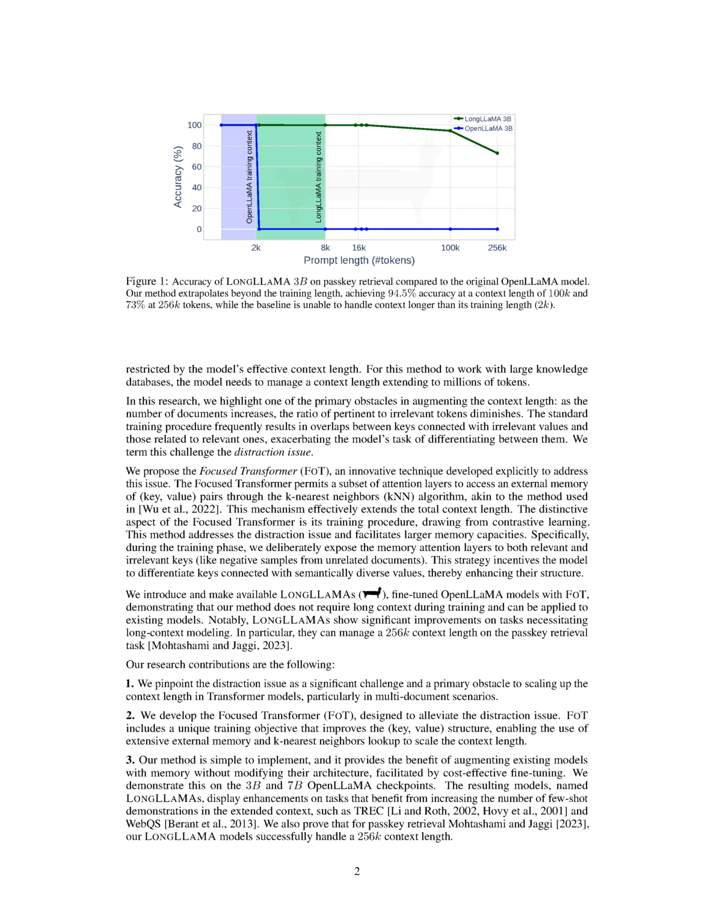Our research contributions are as follows. 1. We identify the distraction issue as a major challenge and a key barrier to increasing the context length in transformer models, especially in multi-document scenarios. 2. We create the focus transformer, FOT, designed to mitigate the distraction issue. FOT includes a unique training objective that improves the key-value structure, enabling the use of large external memory and k-nearest neighbors lookup to scale the context length.